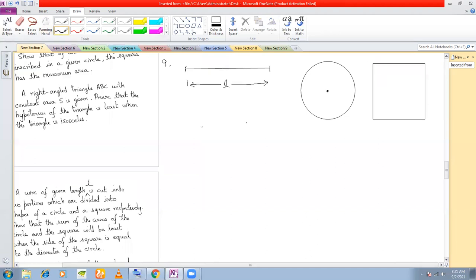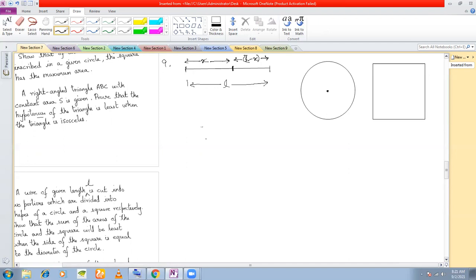Okay, so 2 shapes are made, one a square and the other a circle. Now let us assume that X part of this wire is used to make the circle and the remaining L minus X part is used to make the square. That means if X part of the wire is used to make this circle, the circumference of the circle must be equal to X, right? L minus X part is used to make the square. That means perimeter of the square is L minus X. So what should be each side of the square? It should be L minus X by 4, right?